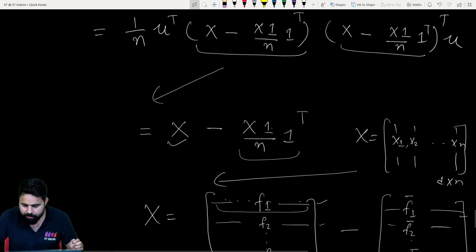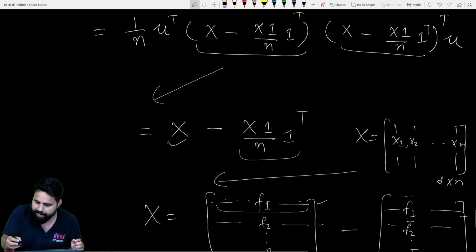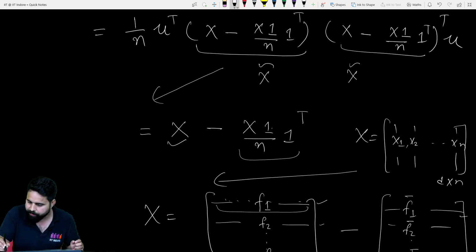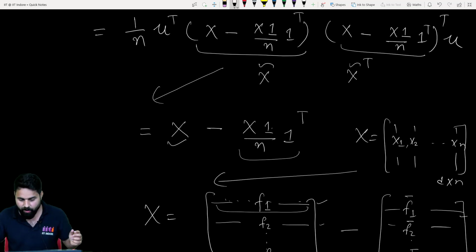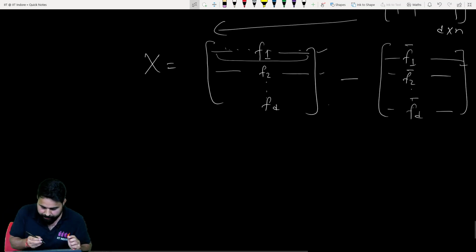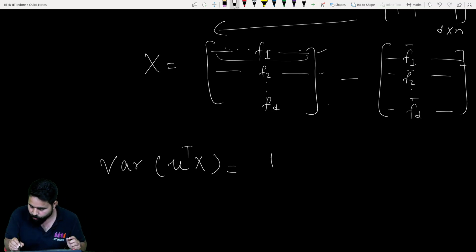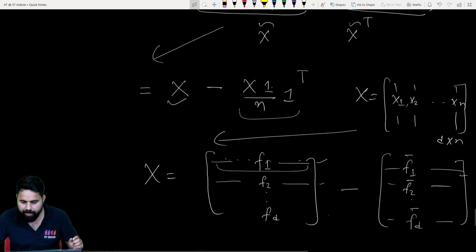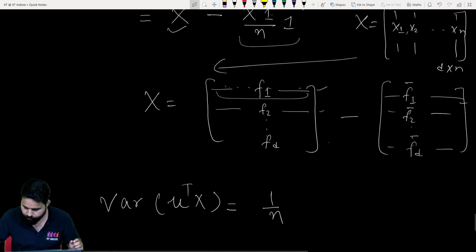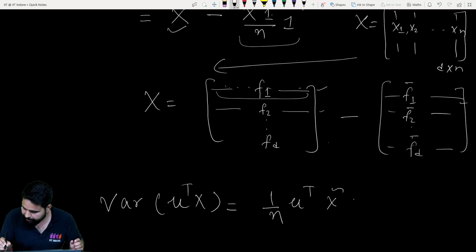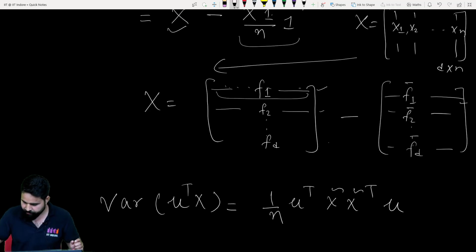So let me denote this matrix by x tilde. Now the variance of u transpose x is nothing but 1 divided by n, u transpose, x tilde, x tilde transpose, and then u. Very good.